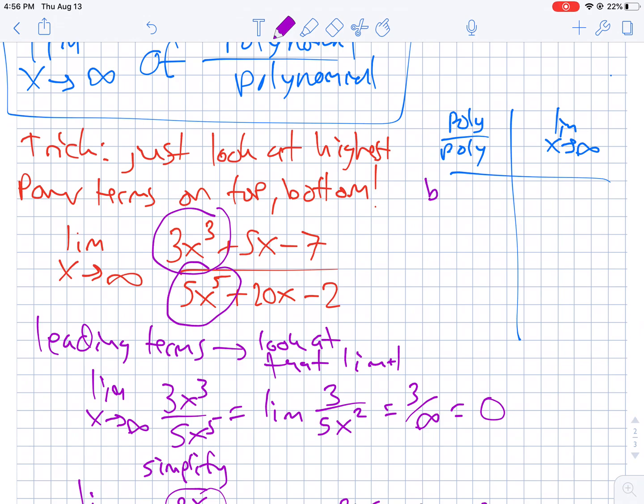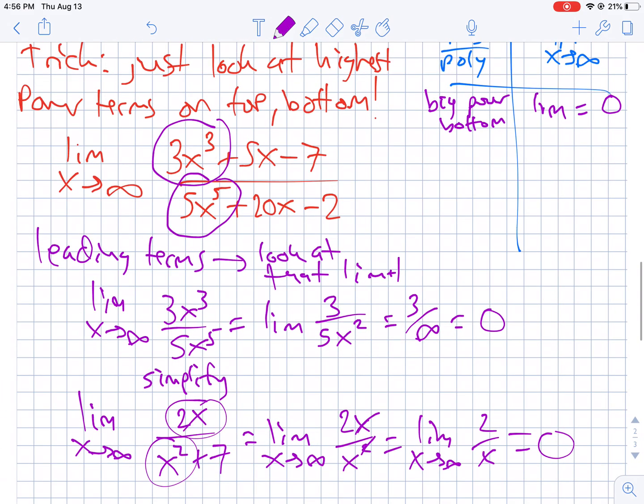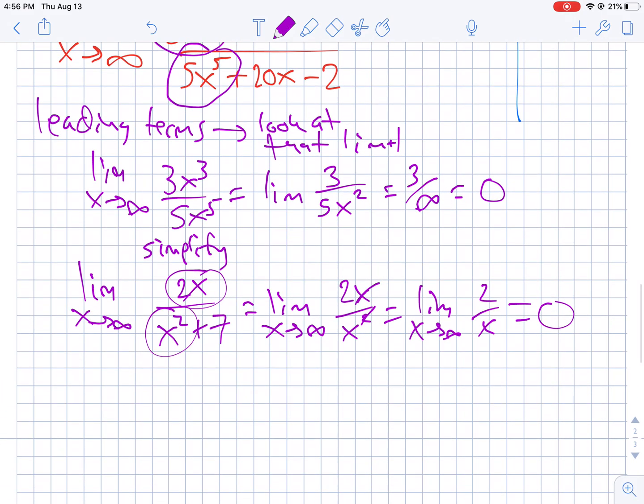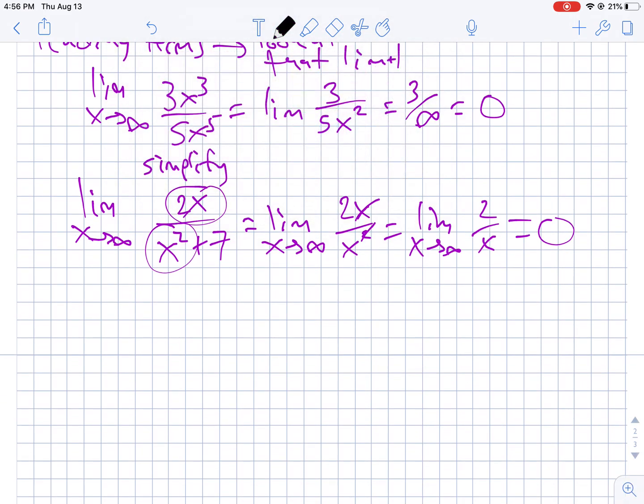So that's actually the first thing we're going to add to our table. If you have the bigger power on the bottom, that limit is going to be 0. Bigger power on the bottom. What if you had a bigger power on top, right? So let's look, for example, at a big power on top.